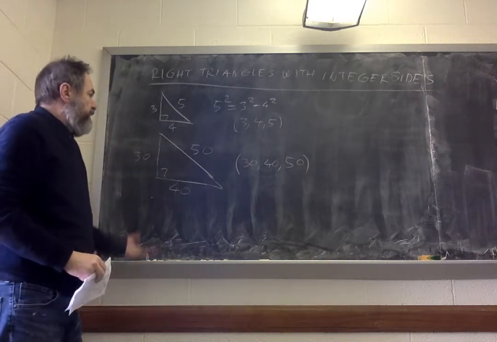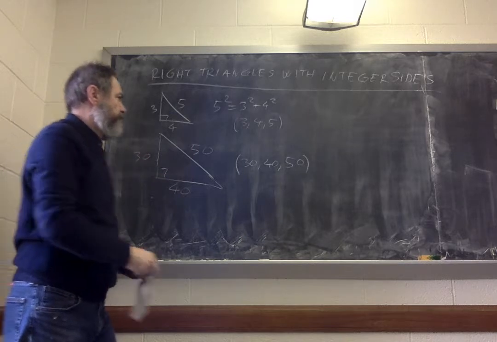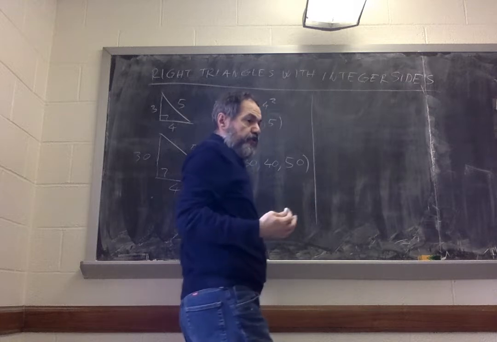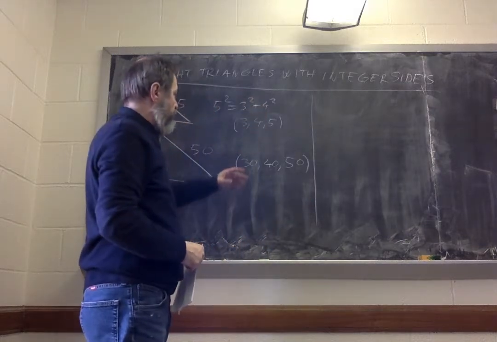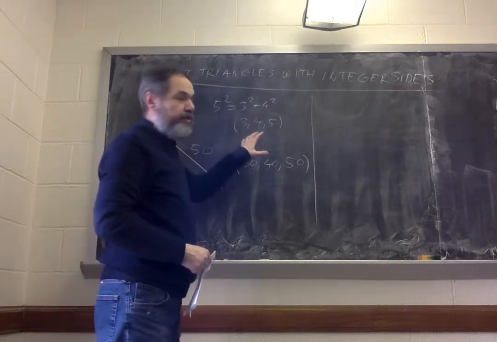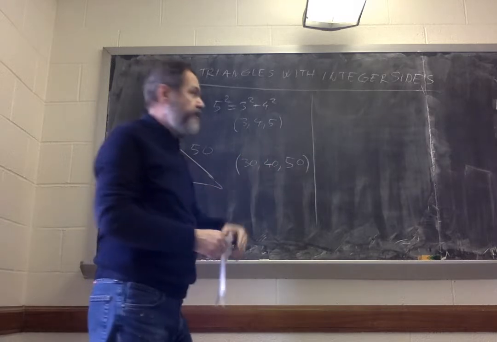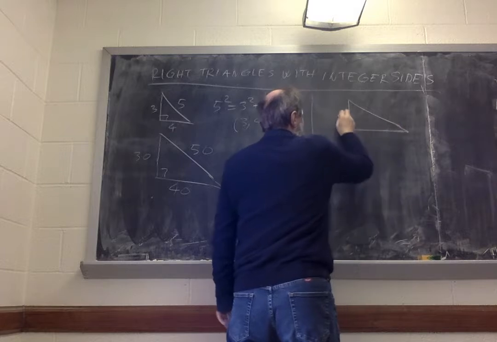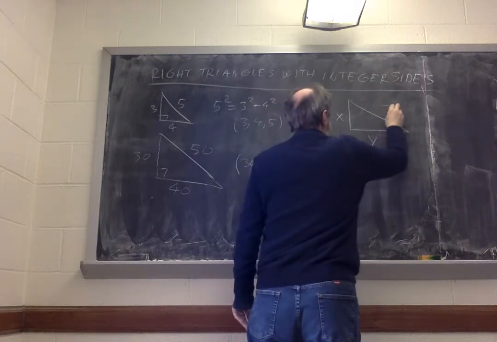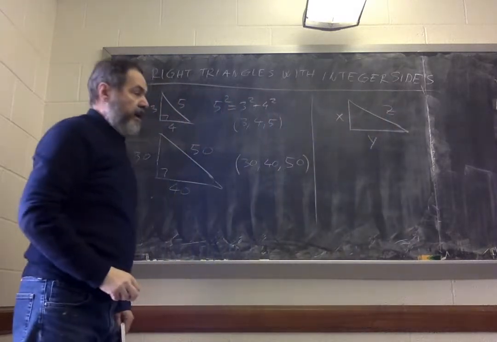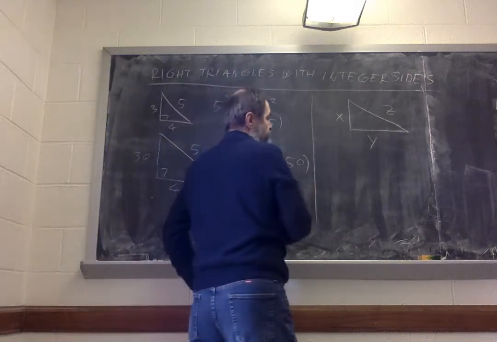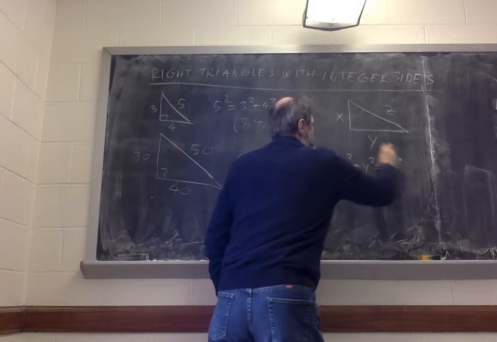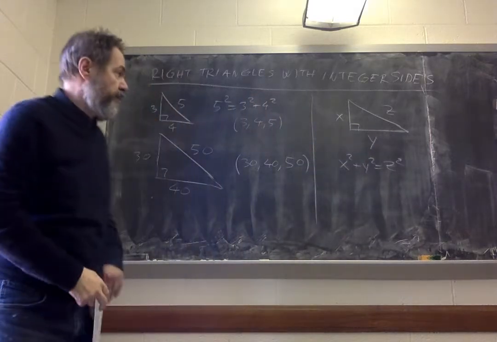And then you can see easily that, so the general solution will look like this. It will be a primitive solution. Let's call it x, y, and z, that satisfy Pythagoras theorem. x squared plus y squared is equal to z squared. z is the hypotenuse in this case.